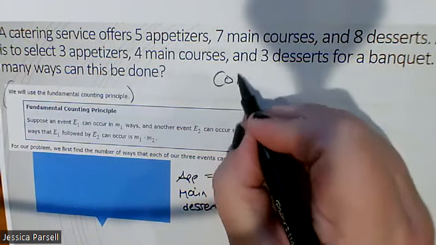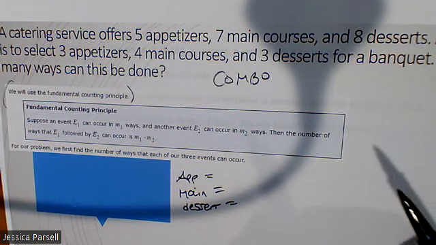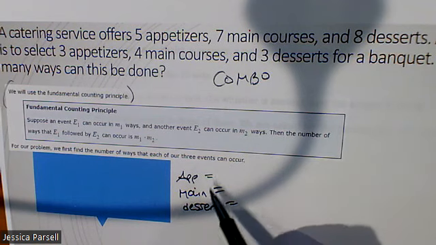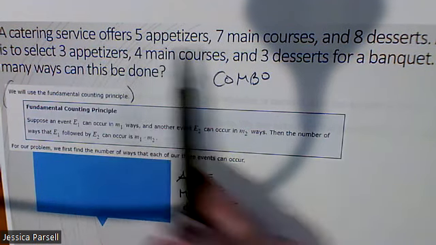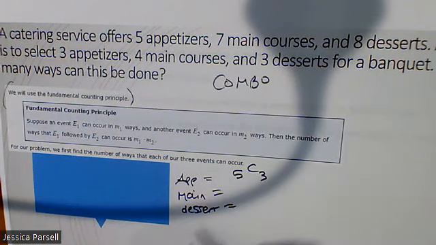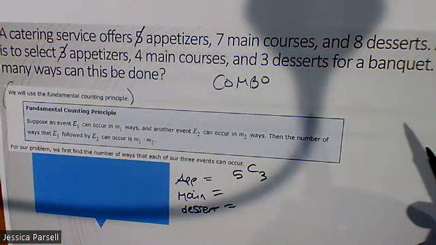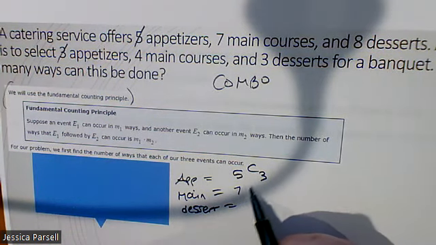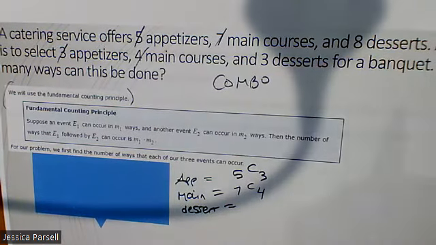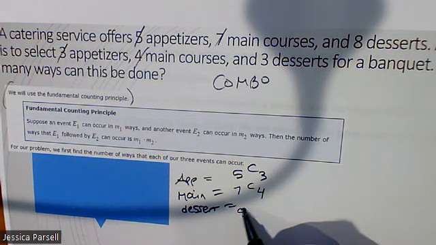First, we know it's a combination. We have 3 different things going on within this combination. Let's start off with the appetizers. They can select 3 appetizers, but they have 5 to choose from. So we have 5 choose 3 for appetizers. For 4 main courses, we're going to choose 4, but we can pick from 7, so 7 choose 4. And desserts, we have 8 and we're going to choose 3.